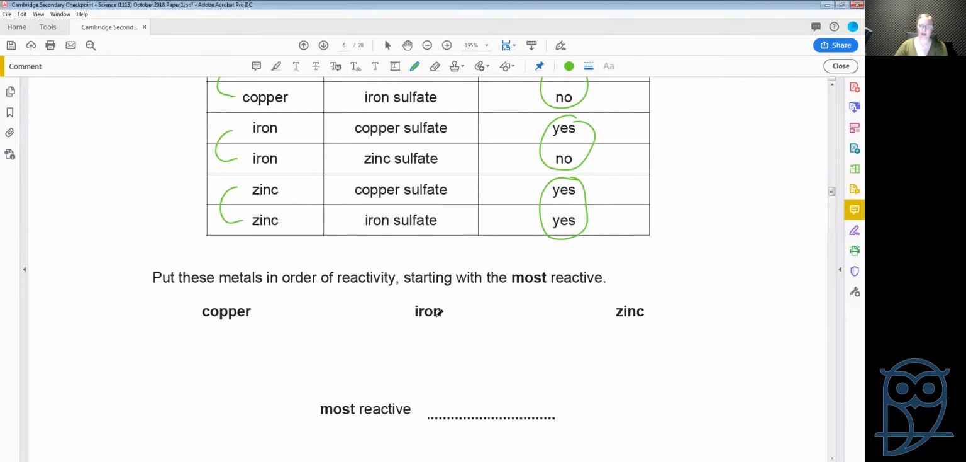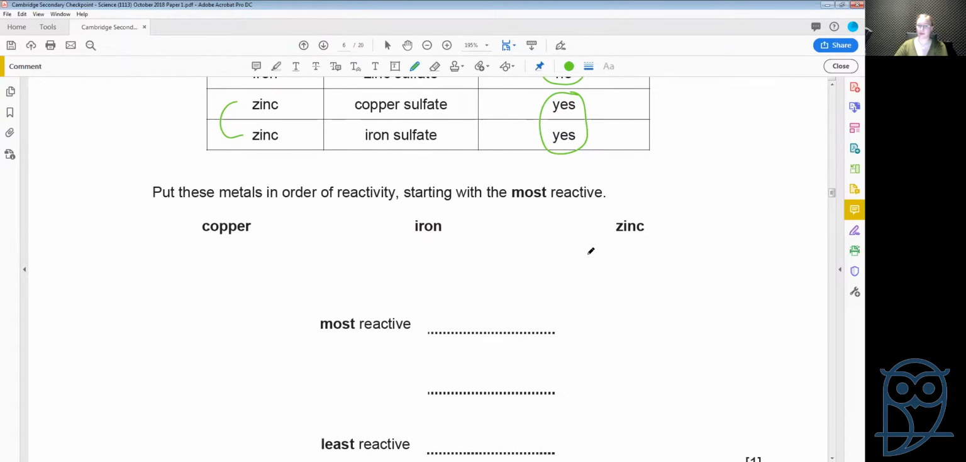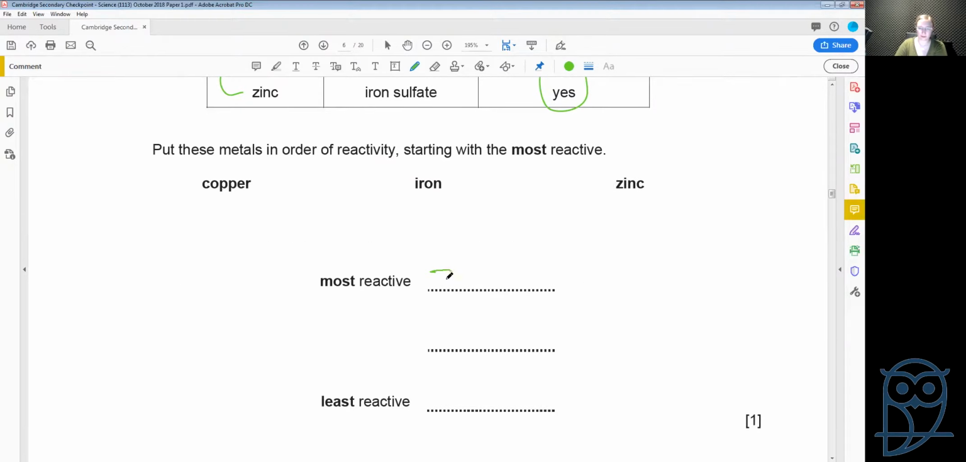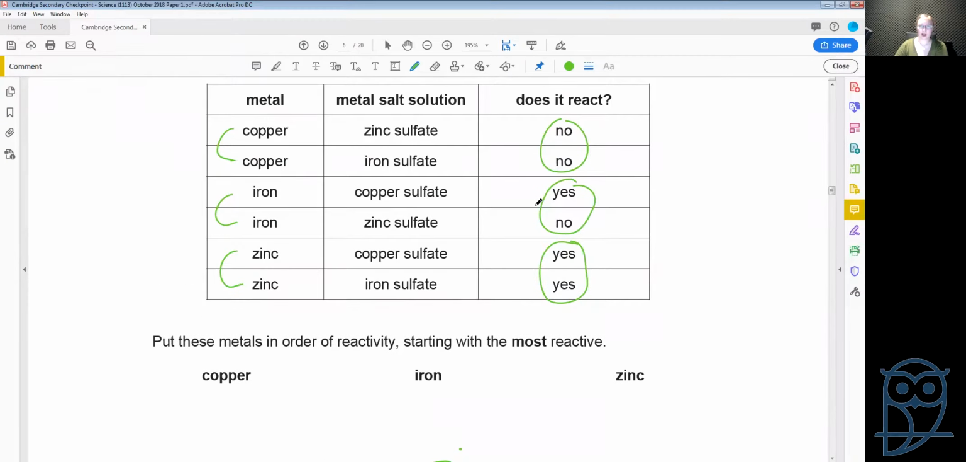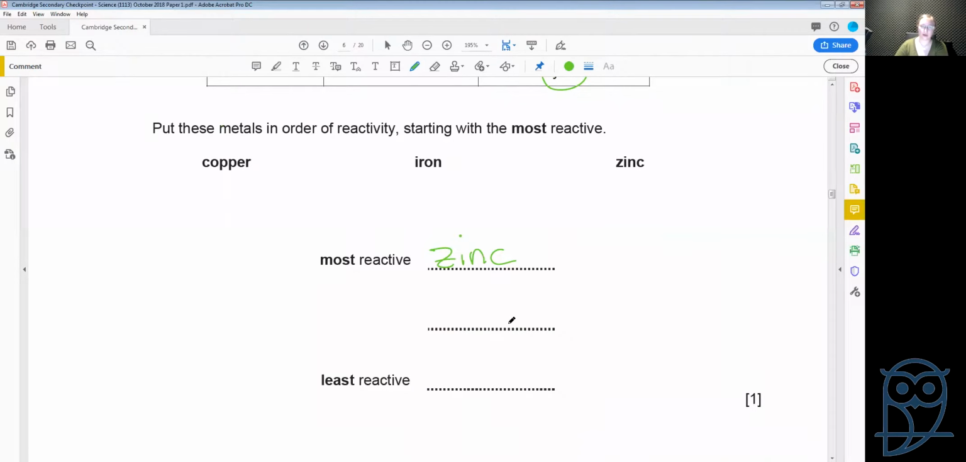So put these metals in order of reactivity, starting with the most reactive. Both of our zinc solutions reacted, so zinc is the most reactive. Then one out of the two of our iron solutions reacted, so that will be our second most reactive, and the least reactive will be the copper.